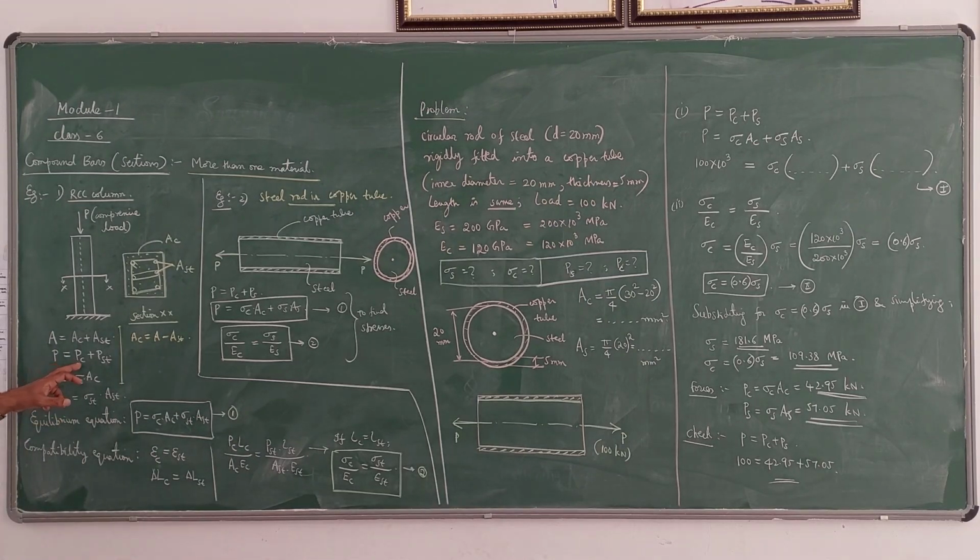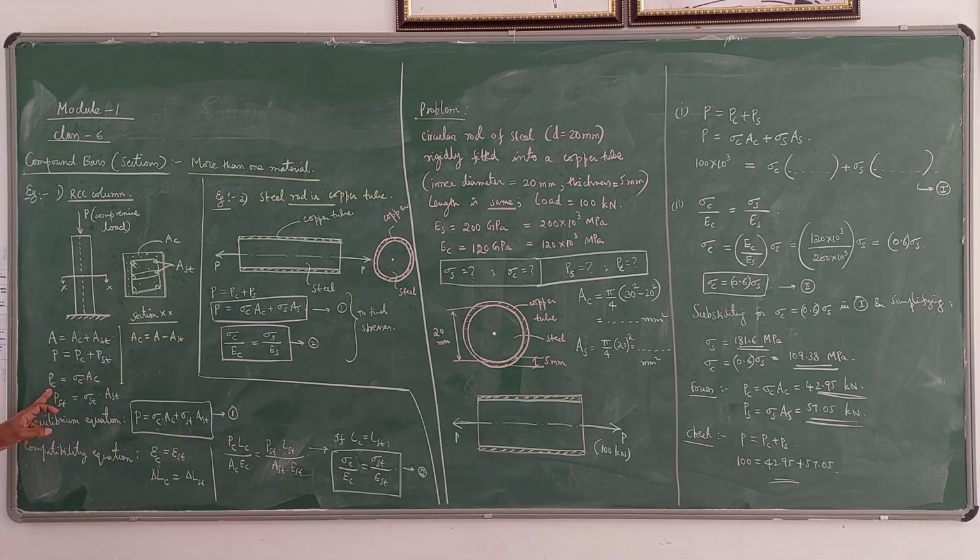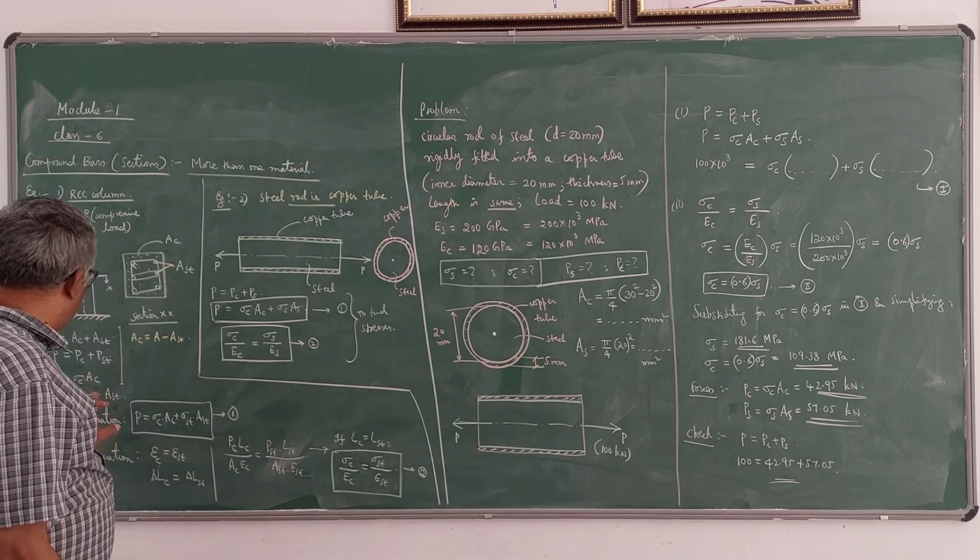We know that the stress developed in concrete is sigma C, and the area of concrete is AC. When you multiply stress by area, you get the force that is going to develop in that concrete. Since stress is force divided by area, if you want the PC value, PC is nothing but stress multiplied by area. Similarly, PST will be whatever stress is going to develop in steel multiplied by the area of steel. That is the value of PST.